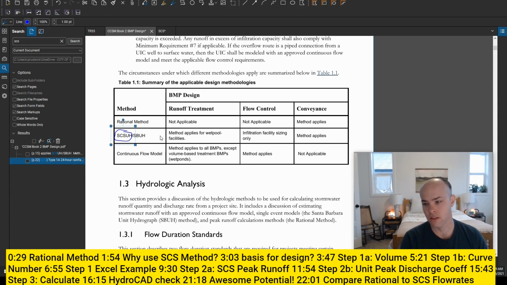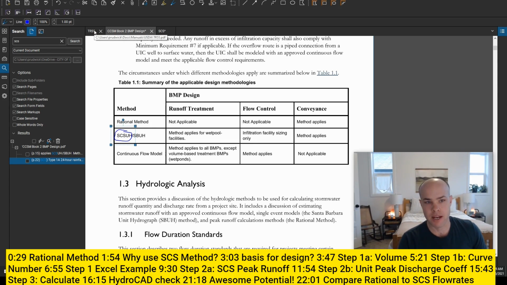Now there's lots of software that can do this for you. I mean, HydroCAD, SSA, very easy ways to do it in those, but I want to show you how to actually calculate it by hand because it's good to understand how it actually works. So where do we even get the basis for our design? Like, where does this SCS even come from?